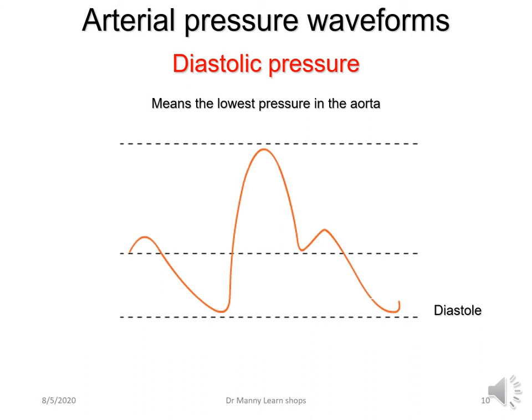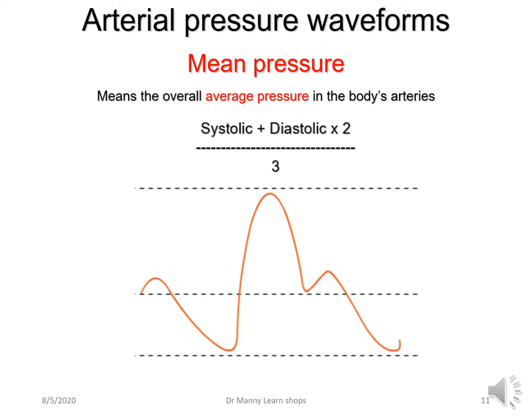Diastolic pressure is the lowest pressure in the aorta, in diastole, and it's at the end of the arterial pressure waveform. The mean arterial pressure basically means that you've got lots of blood pressures in the body, whether it's cerebral, renal, gastric, arm, limb. Overall, it's the average pressure in the body's arteries. And one formula for working out the mean arterial blood pressure is the systolic blood pressure plus the diastolic pressure multiplied by 2 and then divided by 3, which should give you an average blood pressure throughout the body, which is required for tissue perfusion.